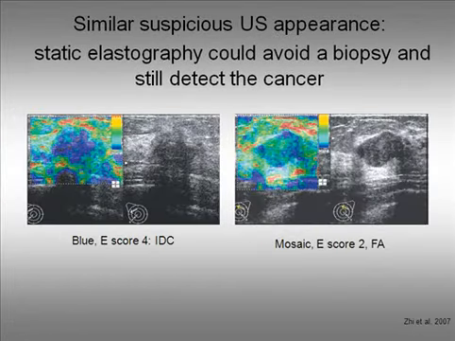And here's the other potential. We have just a mass-like area. We would take this to biopsy, but it's all green, elasticity score of 2. It's actually a little bit of a mosaic. And that was a fibroadenoma, versus another mass, which is entirely blue and would definitely go to biopsy because it's a score 4.